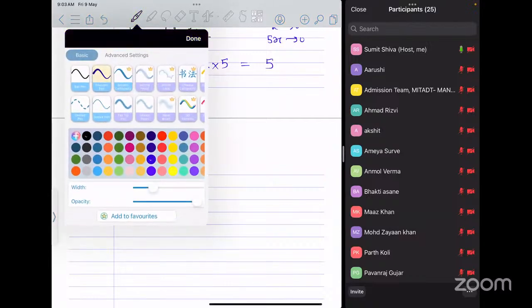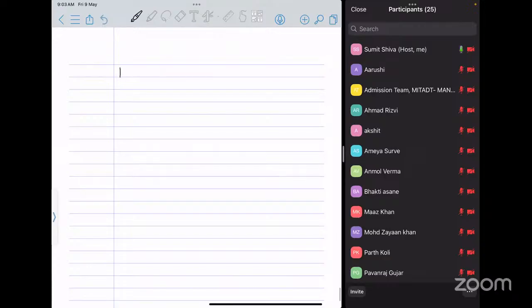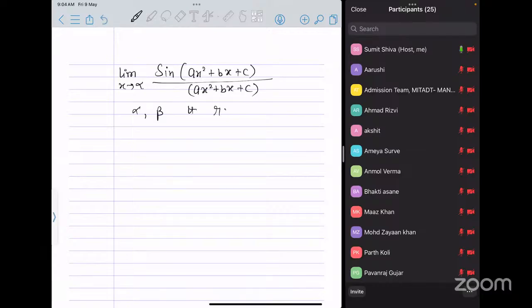Let's say I have limit x tending to alpha, sin of ax square plus bx plus c divided by ax square plus bx plus c, where alpha and beta are roots of ax square plus bx plus c. How will you solve it?